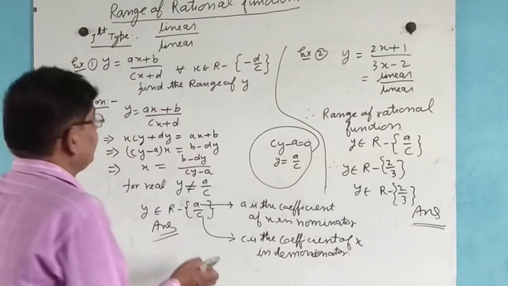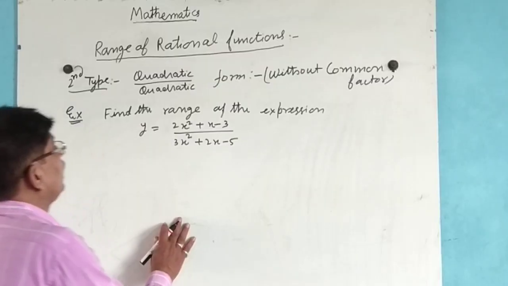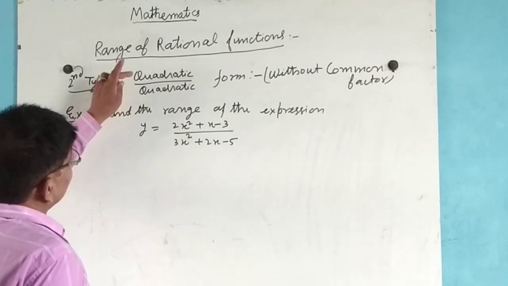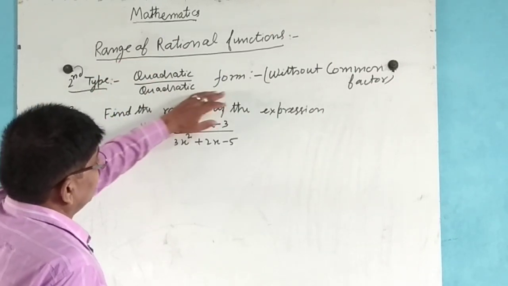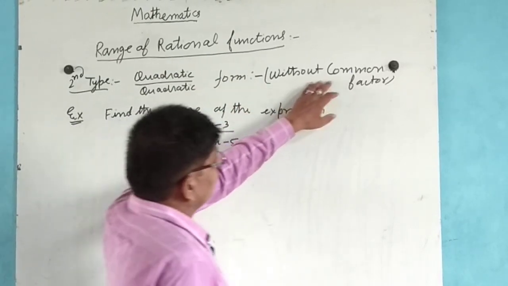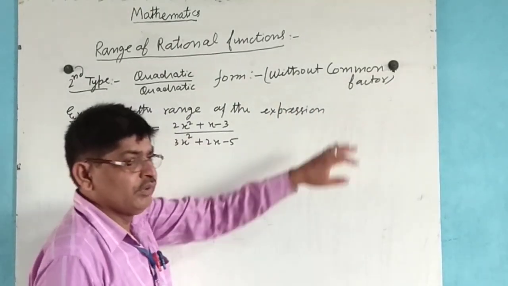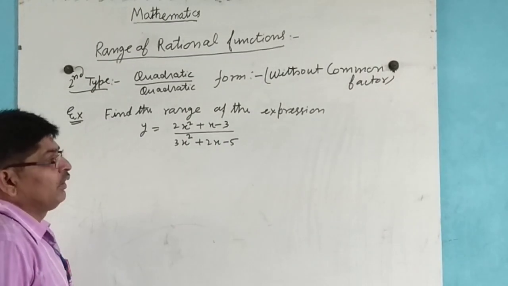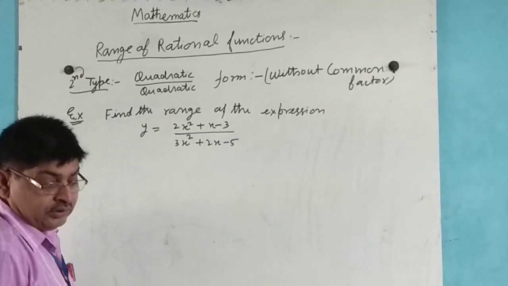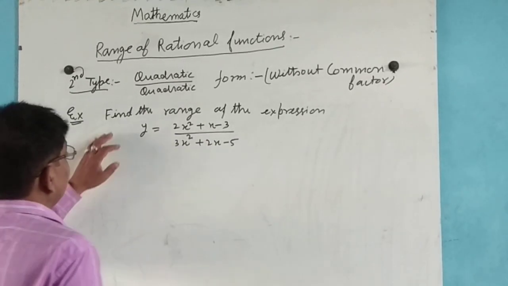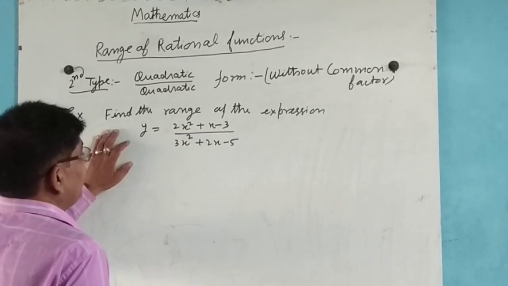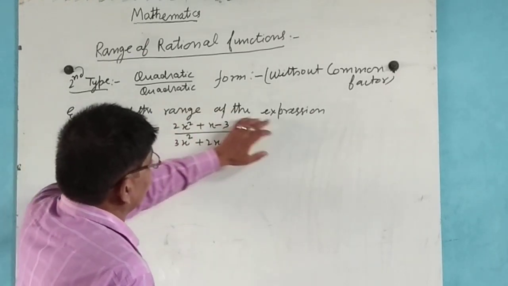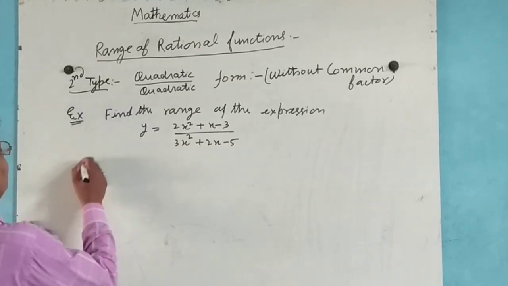Now second type, quadratic by quadratic form without common factor. If there is no common factor in the numerator as well as the denominator, solving such type of problem, find the range of the expression. This is the solution.